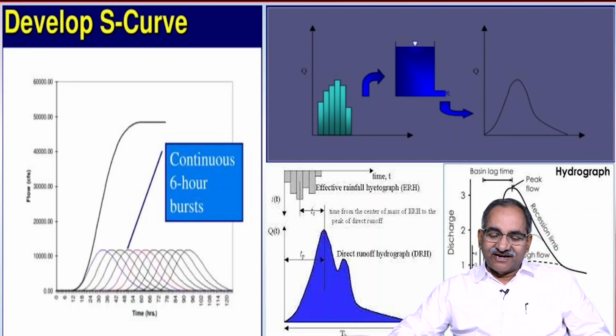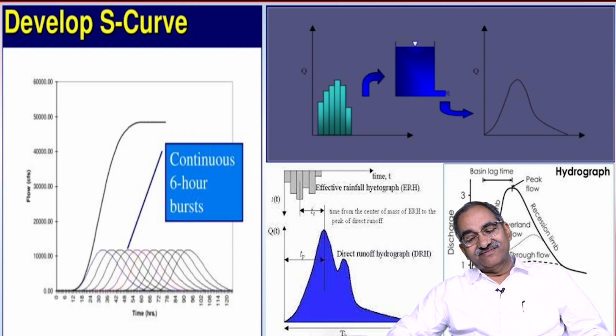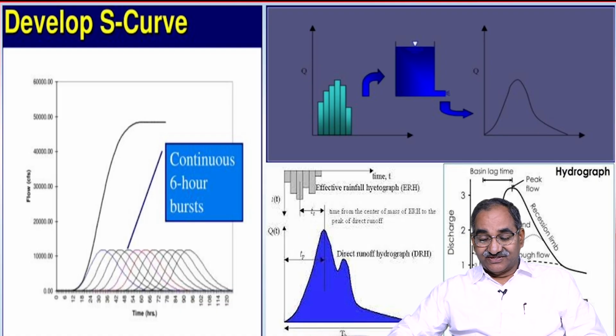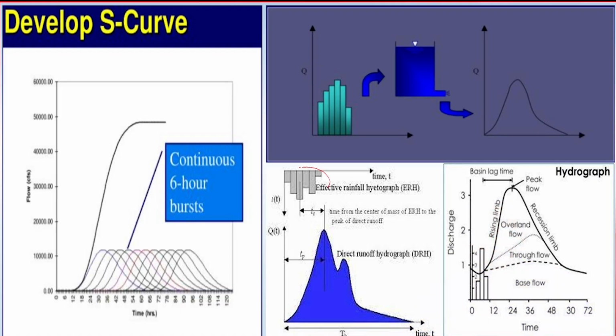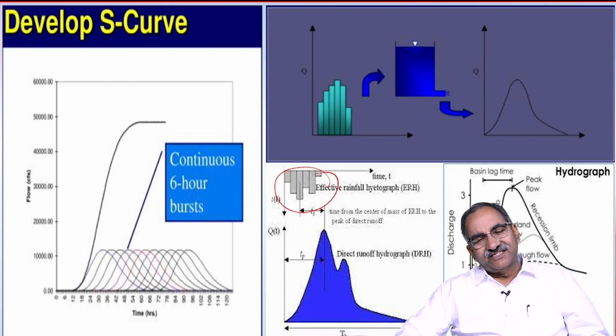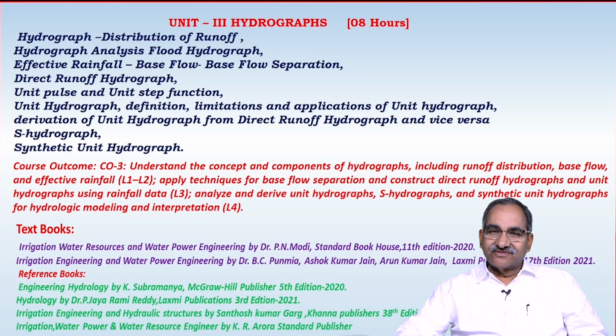But in this particular class, we work on how to get the unit hydrograph from a complex storm. What do you mean by that complex storm? Complex storm indicates a number of rainfall pulses, the number of rainfall events occurring one after the other with different intensities. That's what we will deal with.